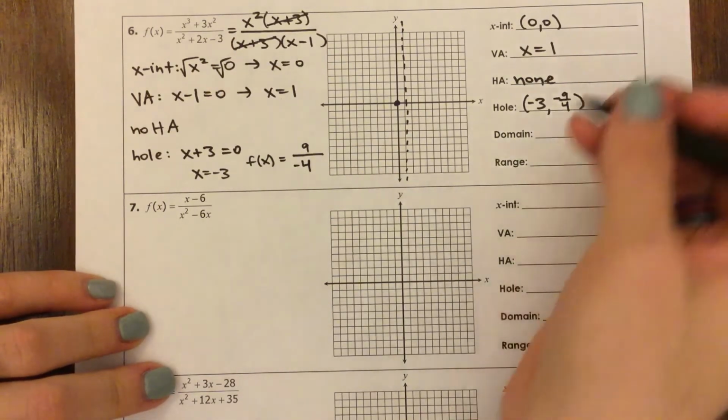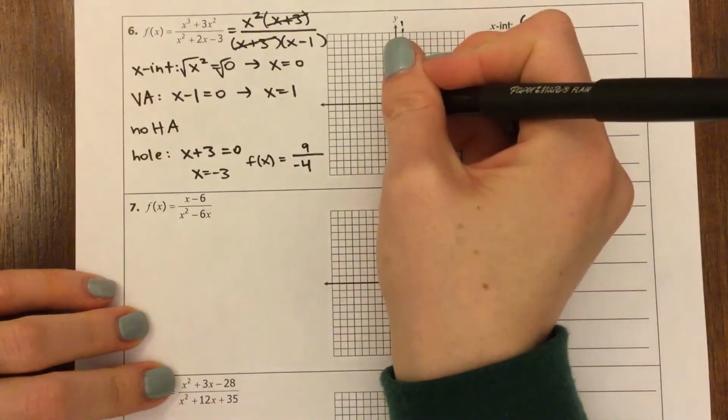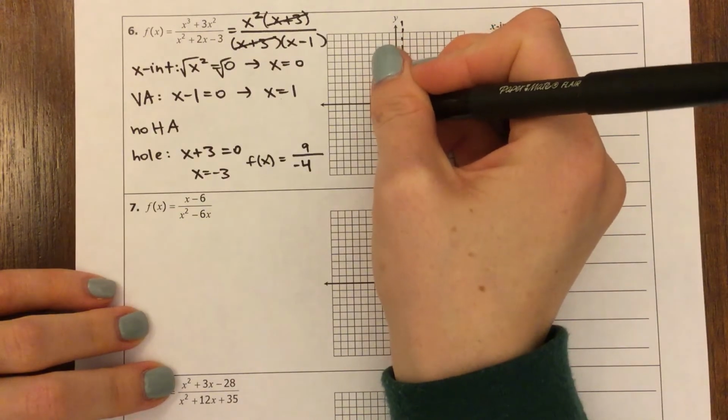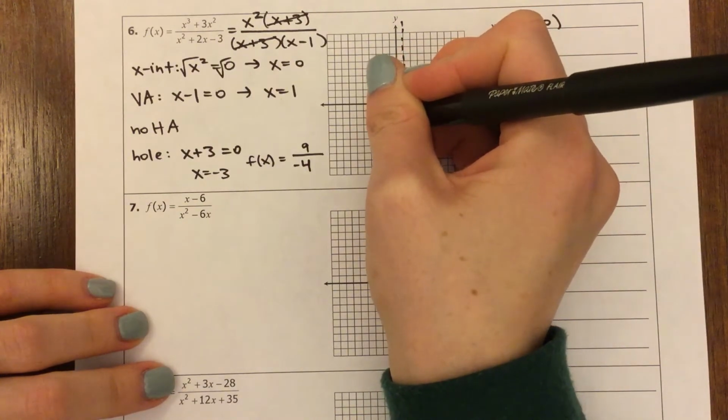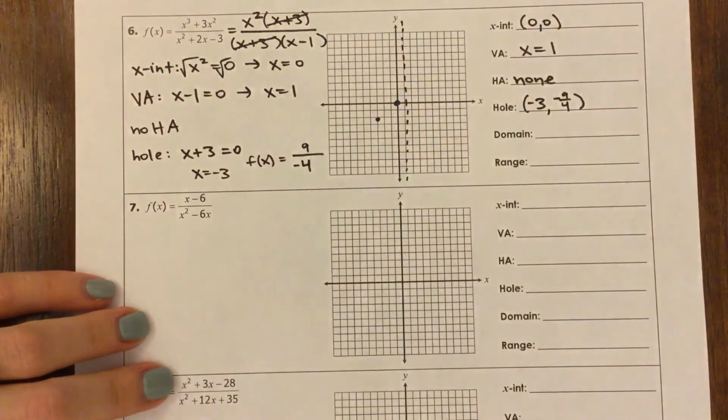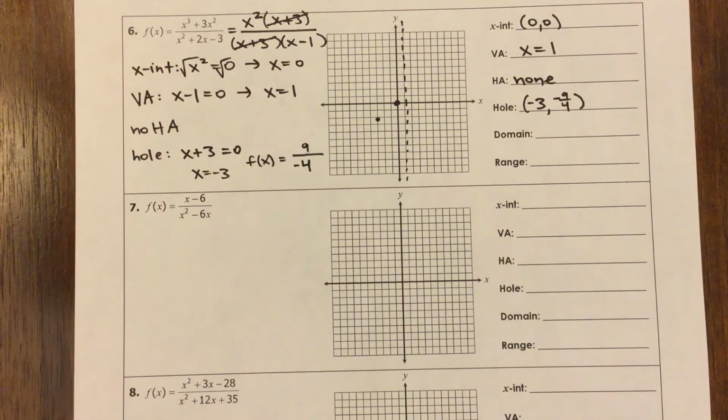So let's plot that point as well. -3, 1, 2, 3, and then -2 1/4-ish. So right about there. All right, so that is everything that we have so far. I'm gonna put this into Desmos so you get a picture of the graph.